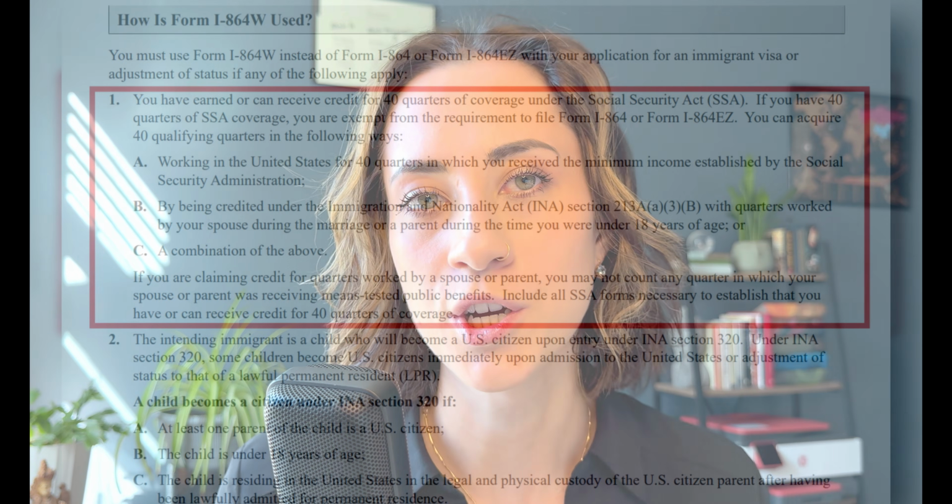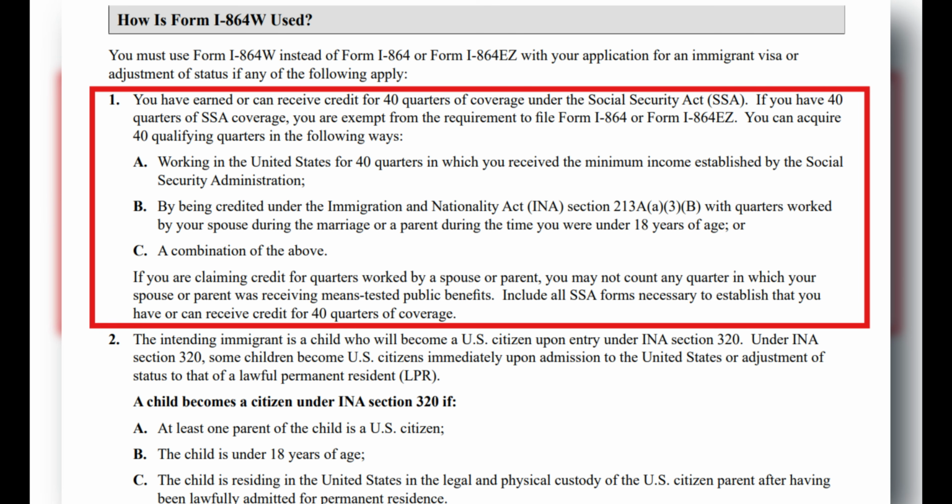This exemption is available for quite a few reasons, but in this video, I want to mention two main reasons when you might be able to use I-864W. The first reason is if your beneficiary, so the person who is immigrating to the United States, has earned 40 Social Security credits with the Social Security Administration. This could happen in a case where your beneficiary has been living in the United States and working here for a significant amount of time.